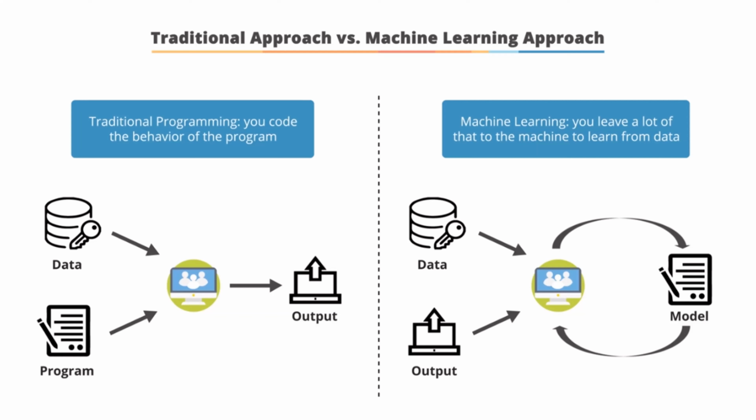Traditional programming is a manual process. It means a person creates the program, so one has to manually formulate or code the rules. In machine learning, on the other hand, the algorithm automatically formulates the rules from the data that has been fed to it.